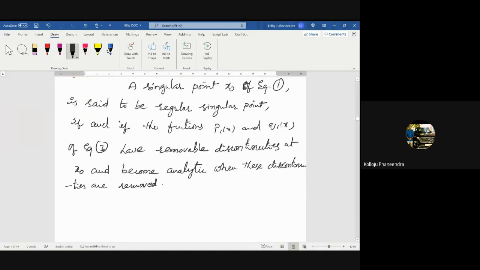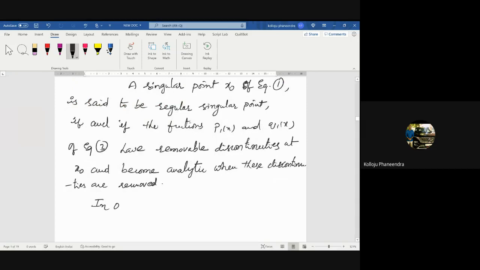This is the original definition. In other words, I will explain after writing this one. In other words, the functions P1x and Q1x can be expanded in Taylor series.